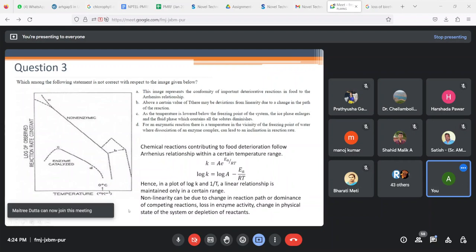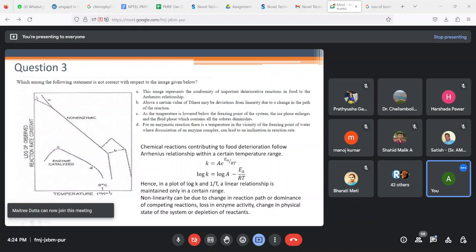So to explain all the points here, this image tells us how the deteriorative reactions change with temperature. Only in a certain temperature range you see a linear dependence. Since the higher the temperature, the lower is 1 by T, you need to mention that this corresponds to higher temperature and this corresponds to lower temperature. We are looking at 1 by T and not T here. So keep that in mind.